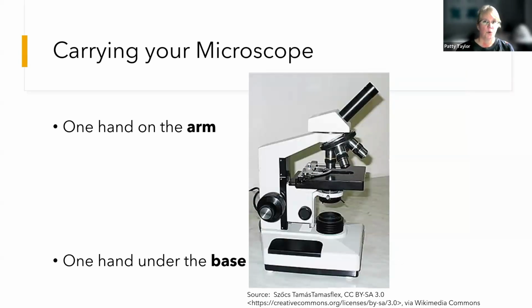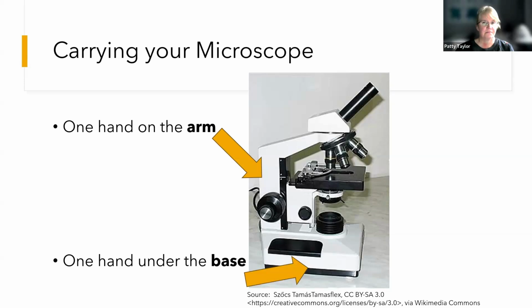So when you're ready to work with your microscope, maybe you're picking it up off of a cabinet shelf, you'll use two hands. One hand goes on the arm of the microscope. Sometimes it's called the frame. The other hand goes up underneath. It's called the base.